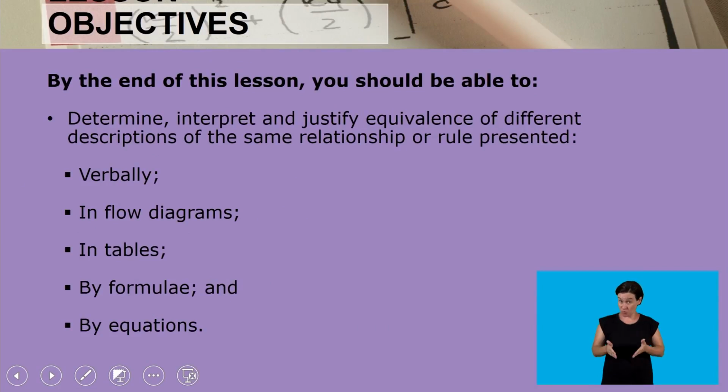So by the end of this lesson, you should be able to determine, interpret, and justify equivalence of different descriptions of the same relationship or rule presented. These rules would be presented verbally, in a flow diagram, in tables, by formulae, and by equations.